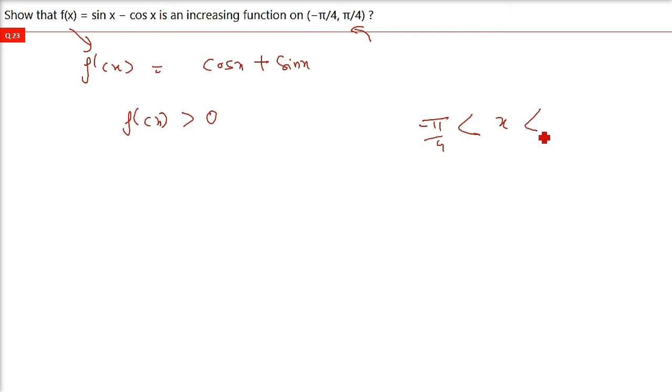X is between negative pi by 4 and pi by 4, that is already given in the question. Now add sugar to coffee, just see here. Now where pi by 4 is what? It's 45 degree. Minus pi by 4 is what? It's minus 45 degree. So I'm just taking cos x common here. It will be 1 plus tan x.